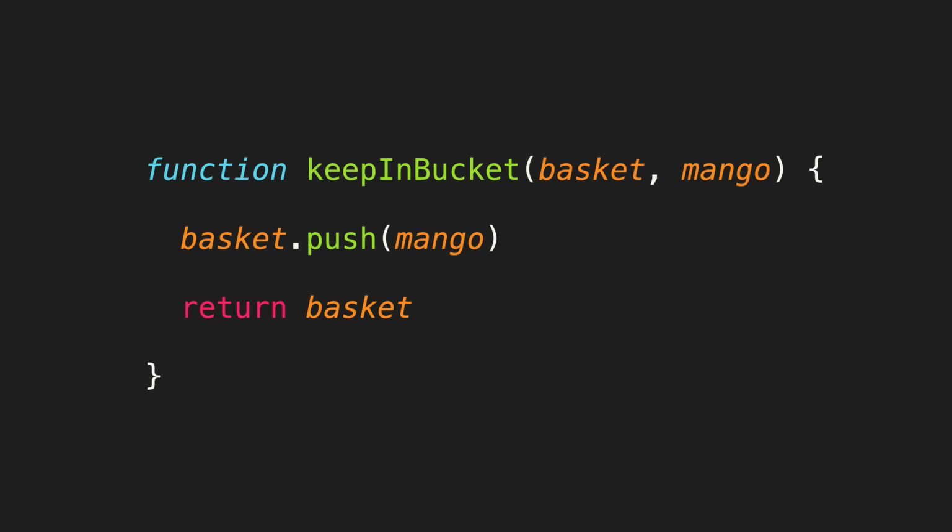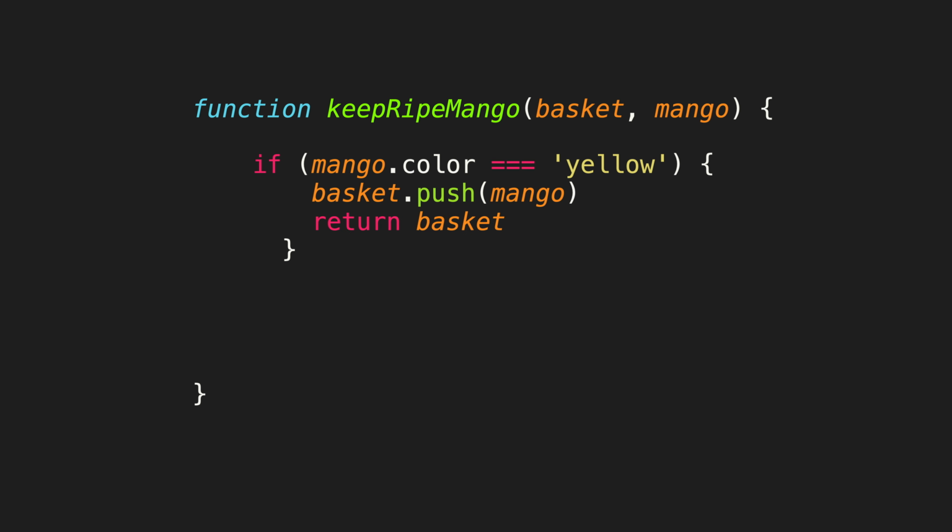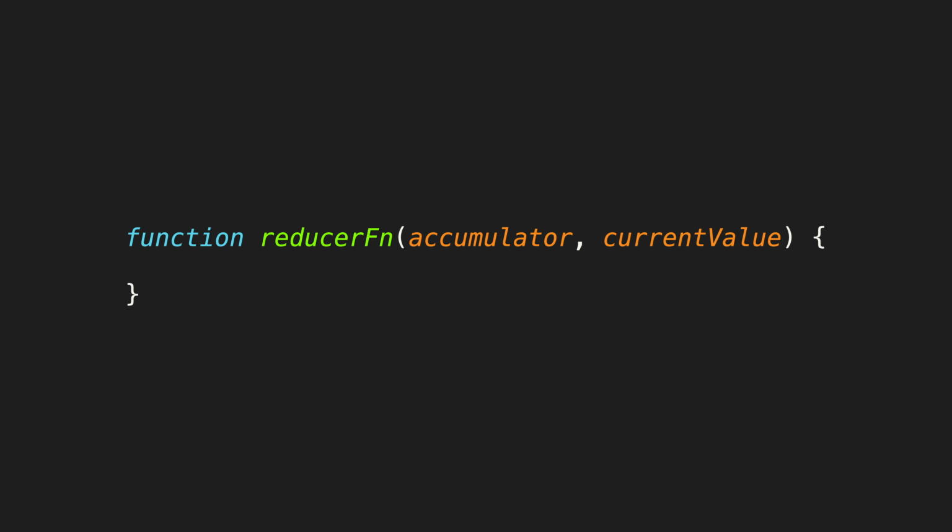Now, if you want, you can make the reducer function even fancier. Like make the reducer function named keep ripe mango. And the logic would be if the color is yellow, keep that mango in the basket and return the basket. Otherwise, just return the basket without keeping. As you can see, we are accumulating mangoes in the basket, right? In fact, this first argument is called an accumulator, and the second argument is called the current value. In our case, that is the mango. So in a reducer function, the first argument is called accumulator, and the second argument is called the current value.